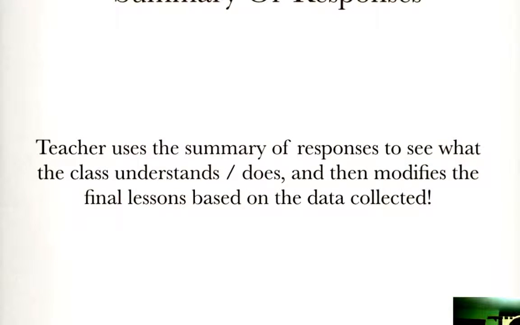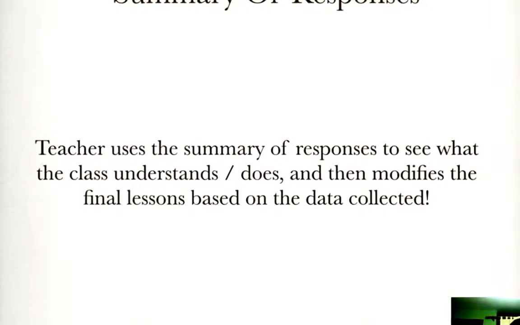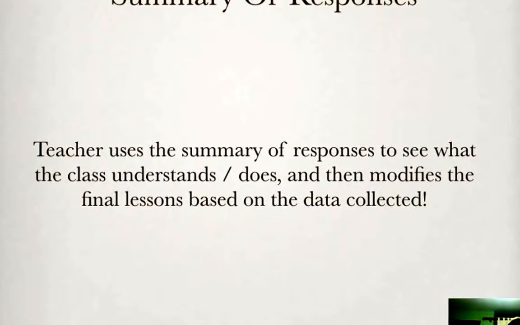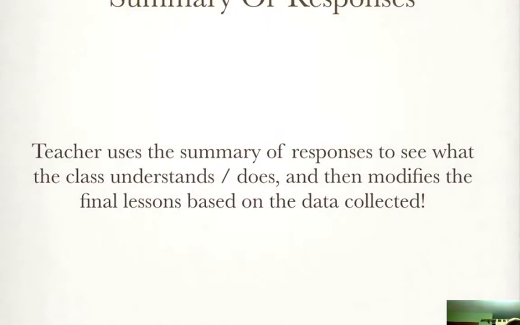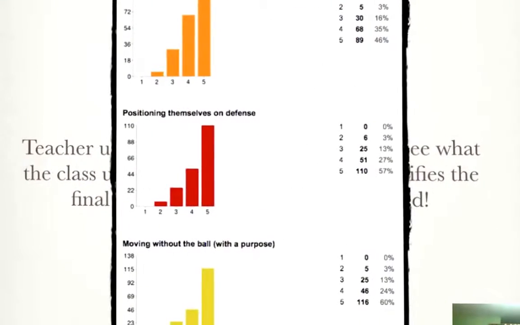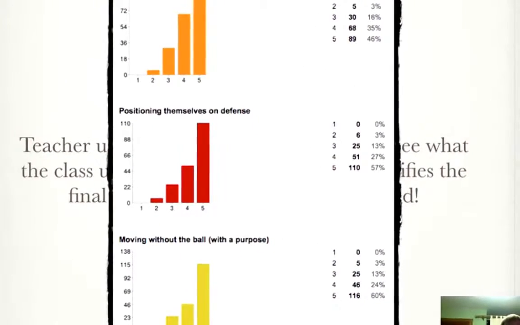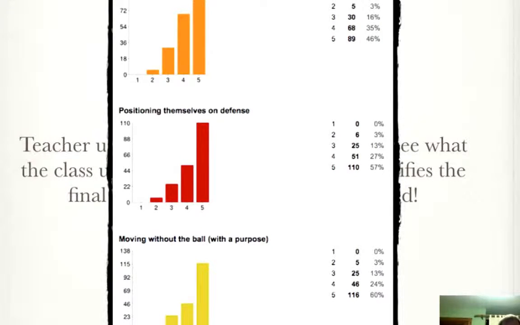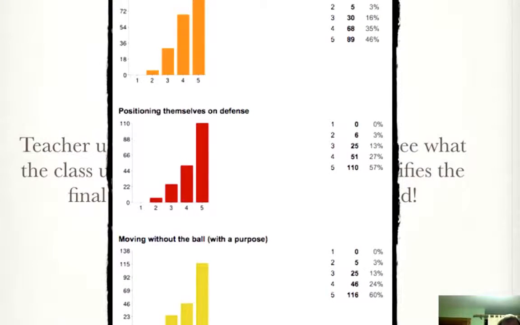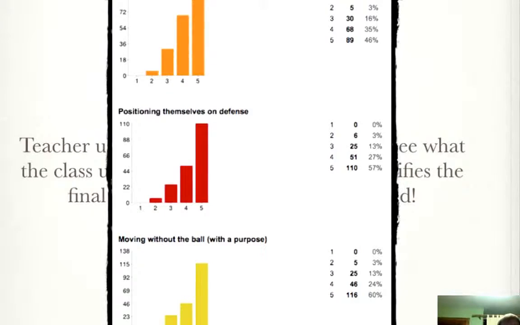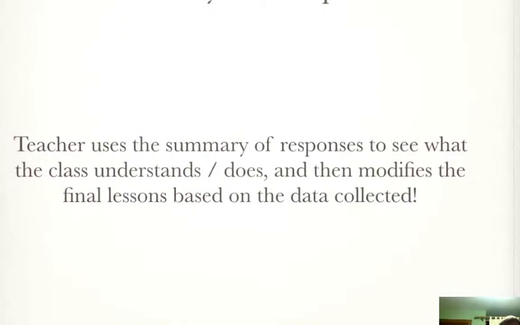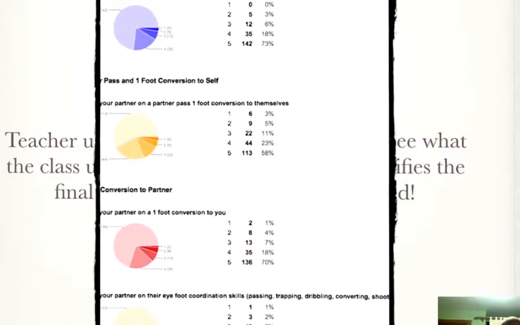All right, summary of responses is pretty important to know about. Again, it's an easy way when you're looking at a Google Sheet at all the data that was collected, just to see what's going on with your classes. I can see how many fives there were, fours there were, threes there were, and I can figure out what I might need to focus on the most. So it's just a clean, easy way to look at that data.